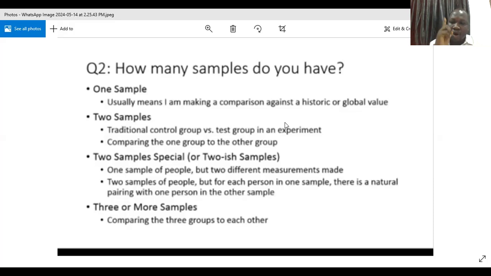Now, when you have one group, one sample, but you tested it twice, sometimes we call it pre-test and post-test. You tested it the first time, you collected your data. The second time you collected your data, but it's still one sample. Then you are using a two sample paired t-test. The same population, the same sample size.